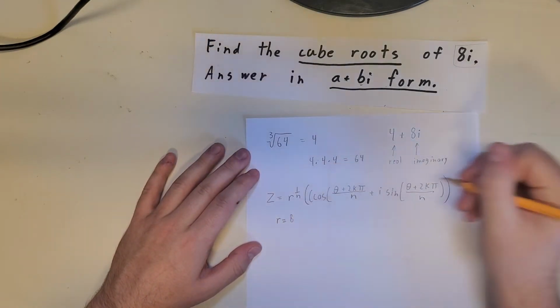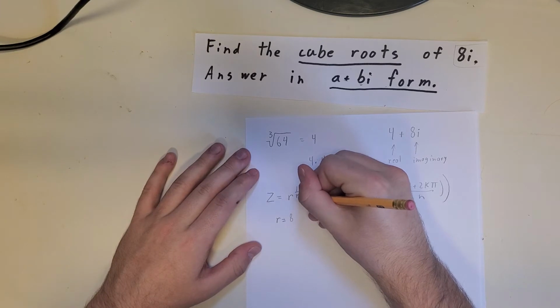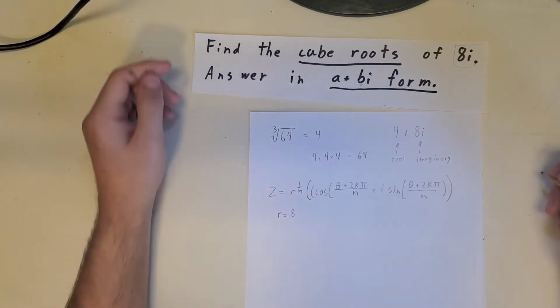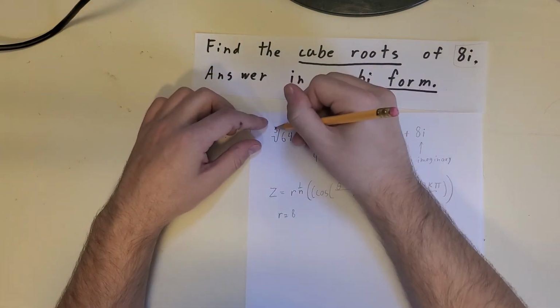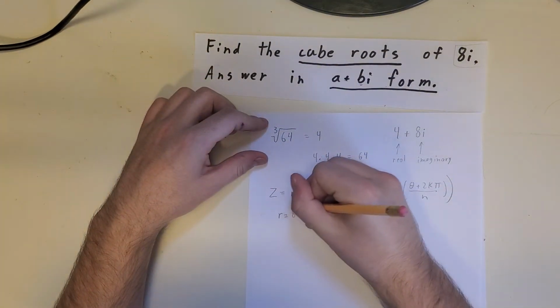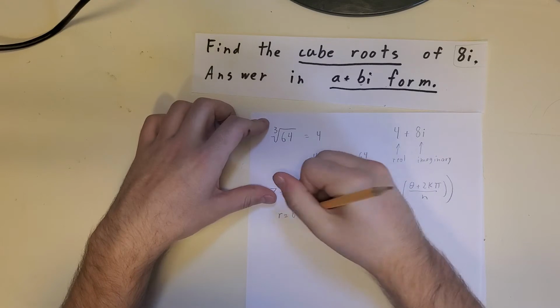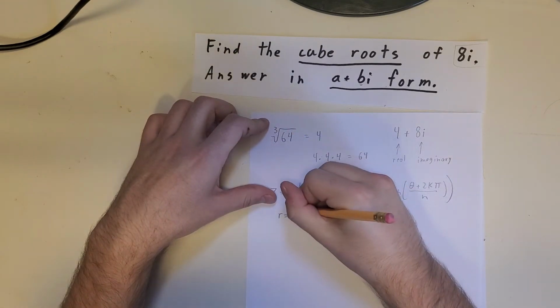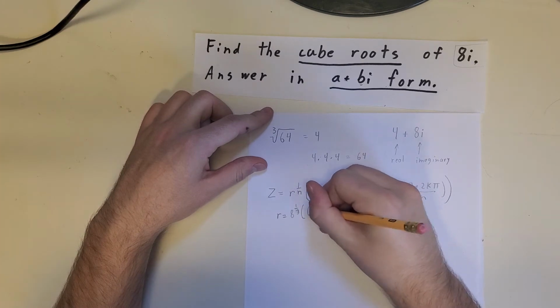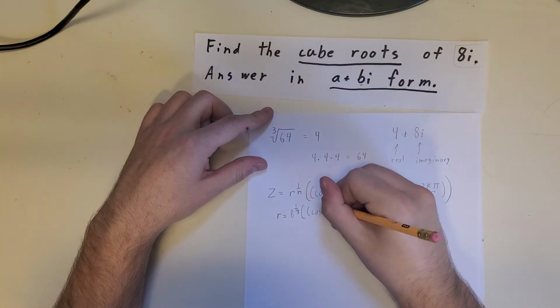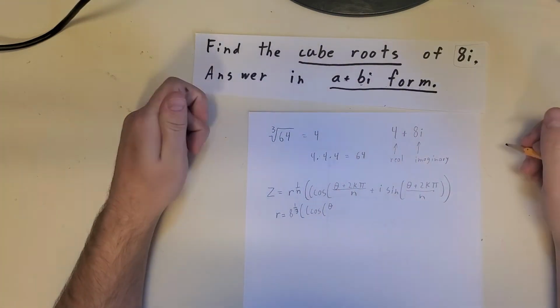All right, so now we have this letter n. And n is going to refer to the number of the root. In this case, 3. So 8 to the 1 over 3. All right, now continuing down the line, cosine theta.